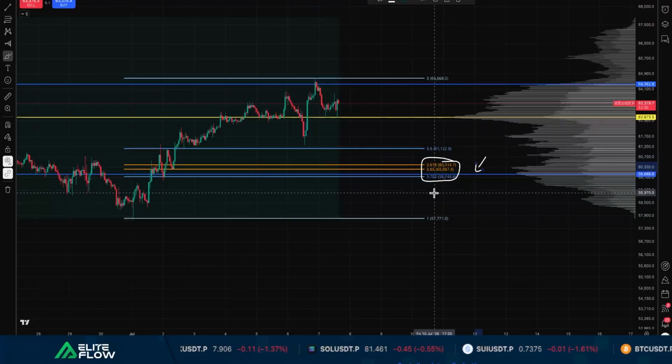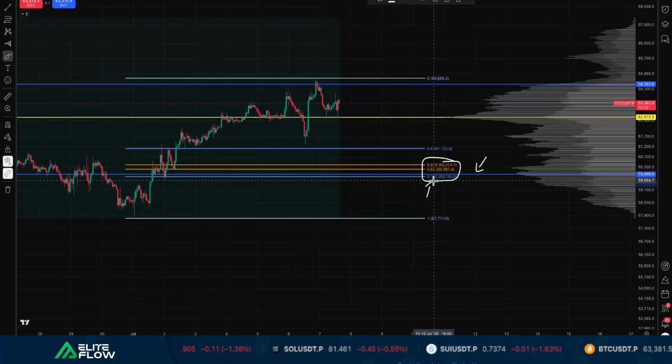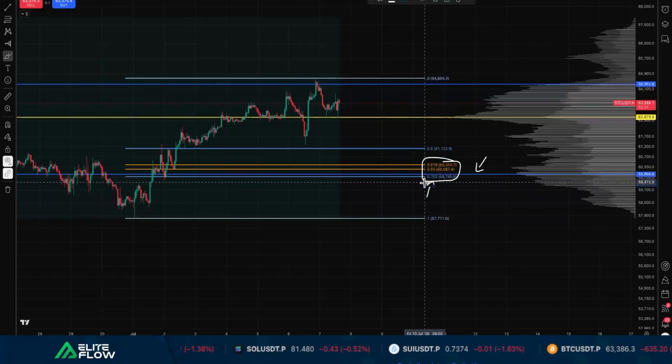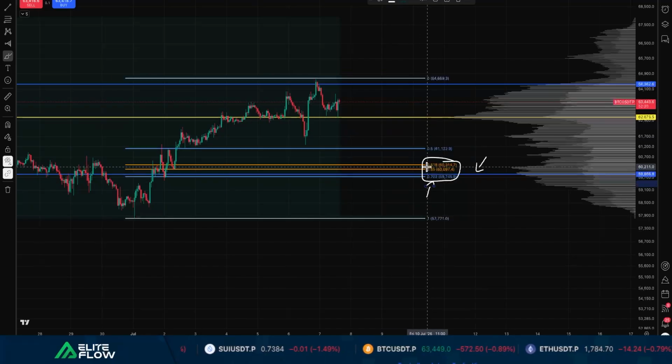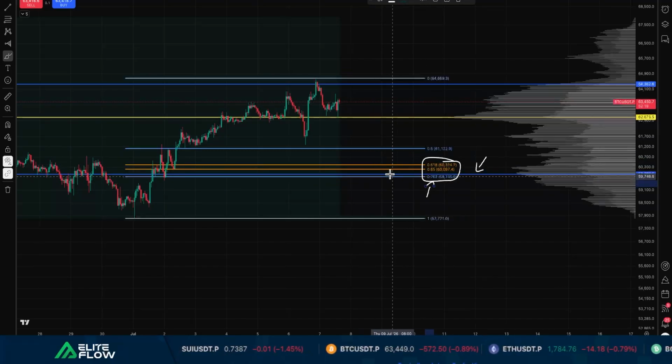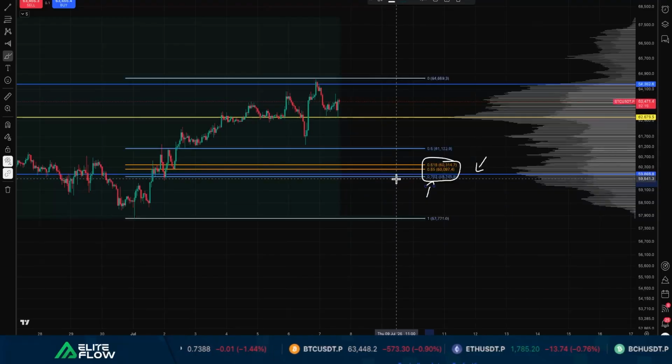If you want to know why I've got this level, the 0.702, I am currently making a video telling you exactly why and why potentially it could be useful for you to use it. So the golden pocket sits very nicely around this area.